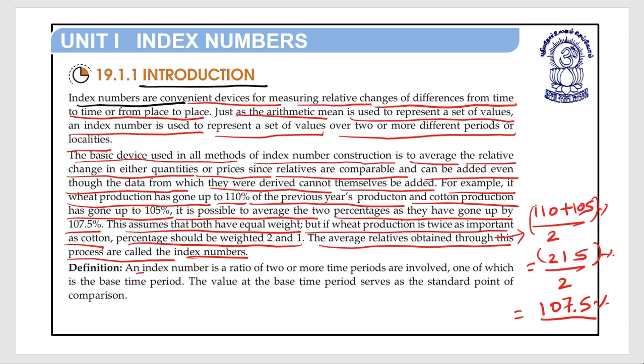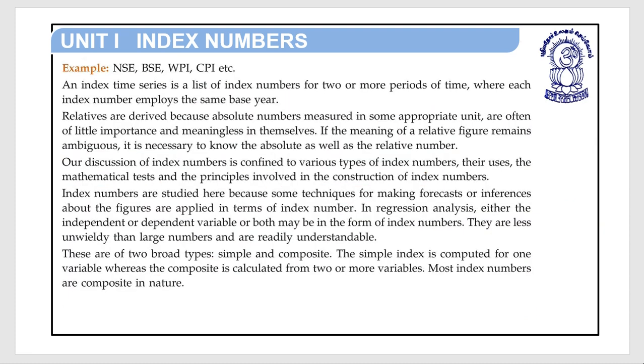Definition. An index number is a ratio in which two or more time periods are involved, one of which is the base time period. The value at the base time period serves as the standard point of comparison. Examples: NAC, BAC, WPI, CPI, etc. An index time series is a list of index numbers for two or more periods of time, where each index number employs the same base year.